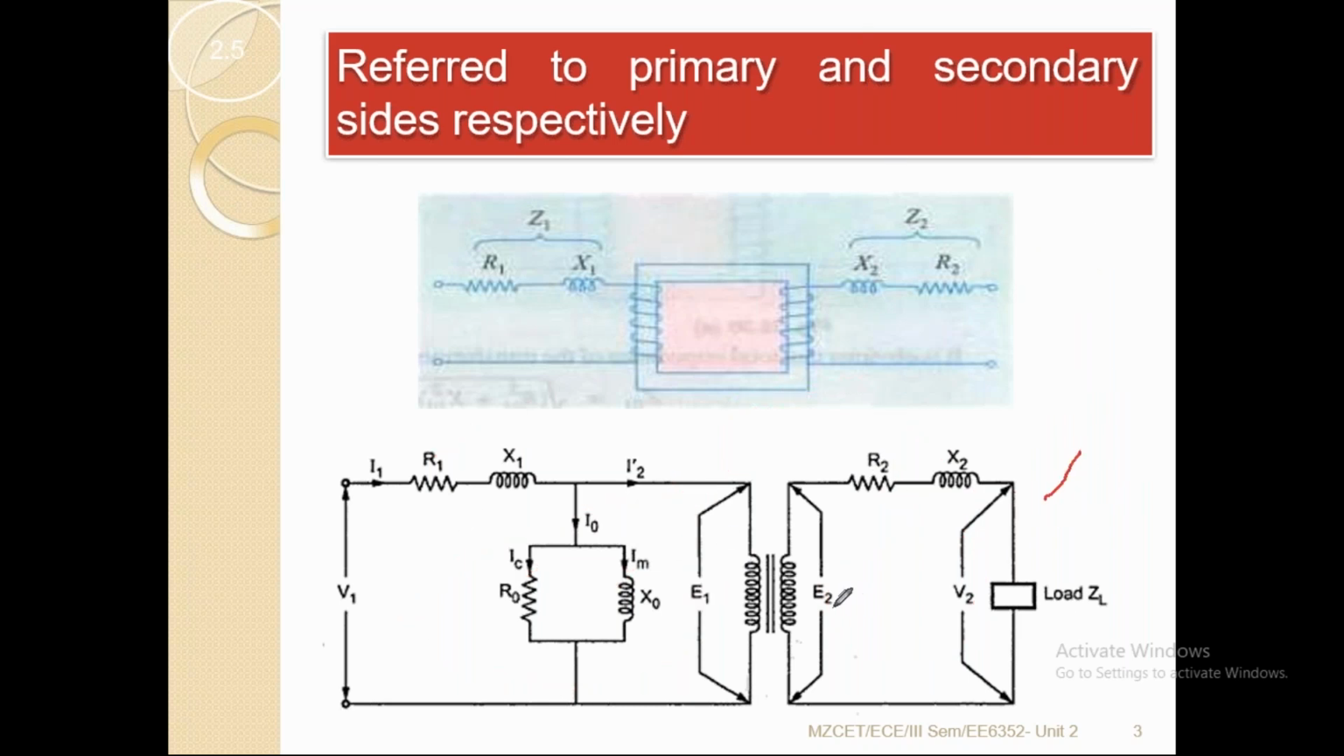So just take note of the circuit diagram. Here you can represent IW, the working component or core loss component, and the magnetizing component you can represent as IM or I mu. So this is the representation of currents through R0 and X0.